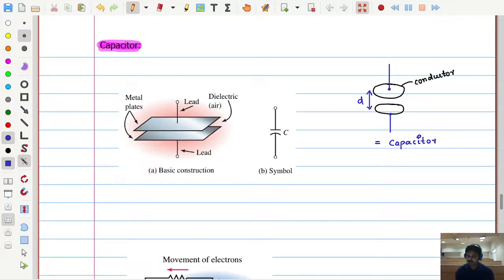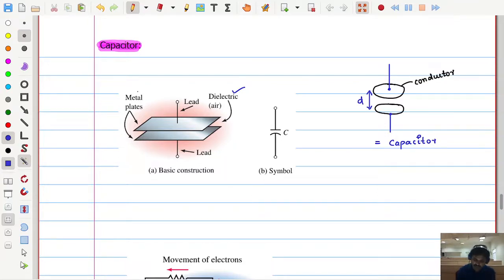A simple thing. Now you can emphasize a little more what the material is between these 2 conducting plates. It may be air, some plastic, or some other material, some mica. To hold these two plates side by side, we may use some material in between. That we call the dielectric. So let us state the capacitor in a simple way: metallic plates are separated by a distance of d with the help of a dielectric medium. That forms the capacitor.